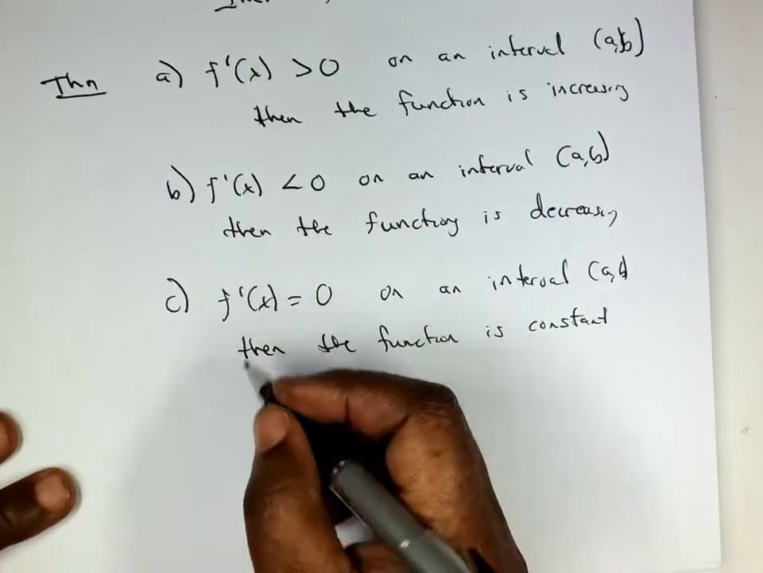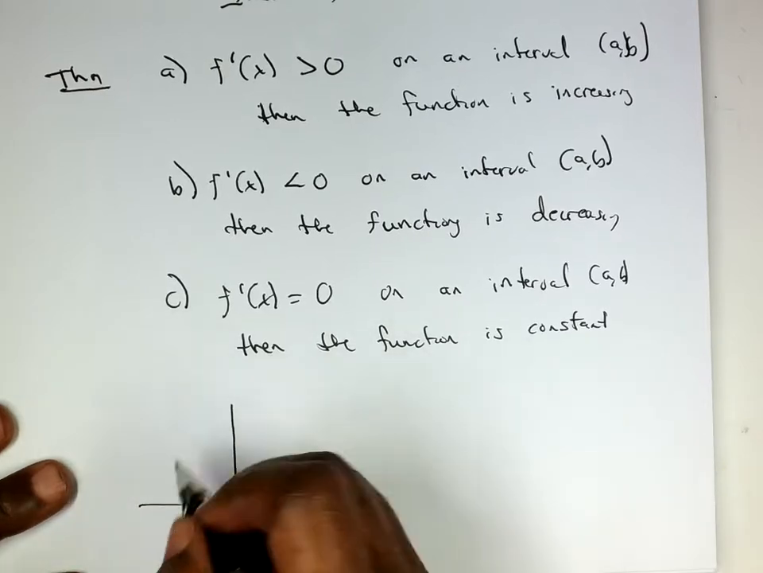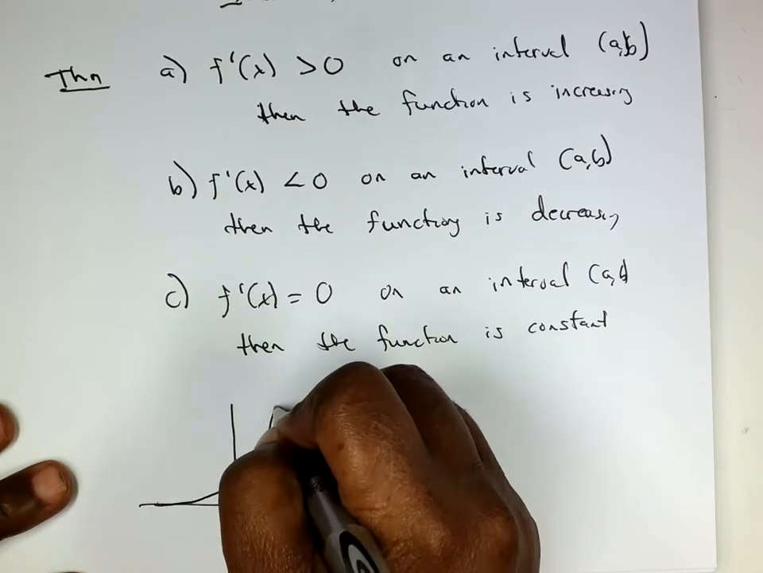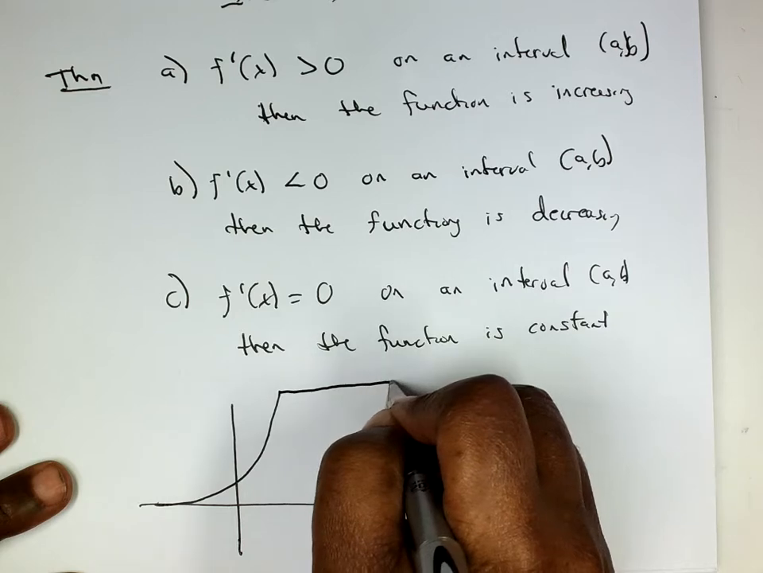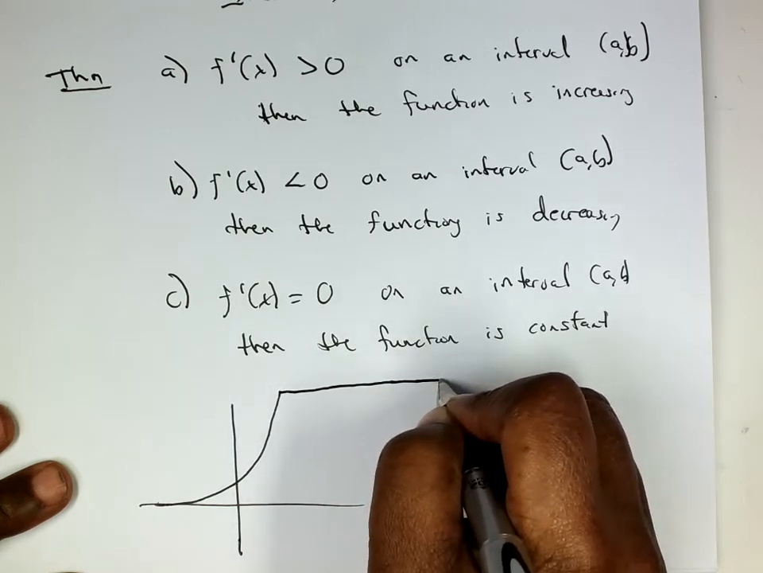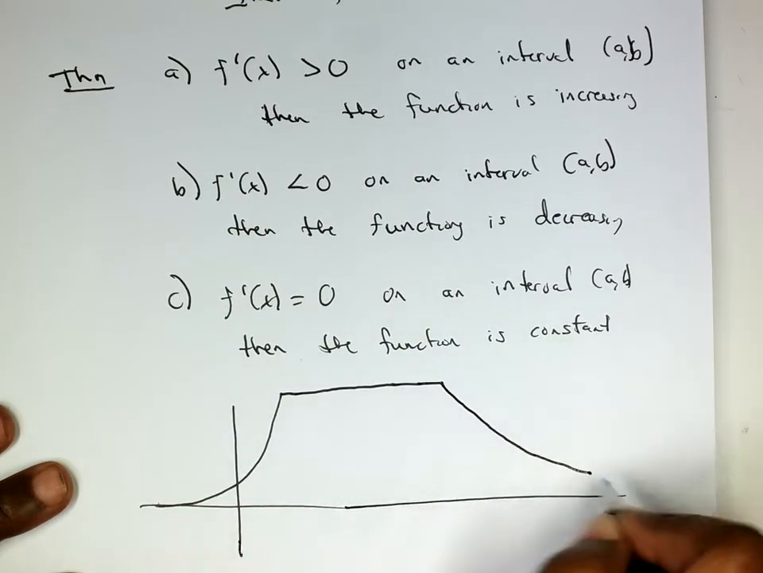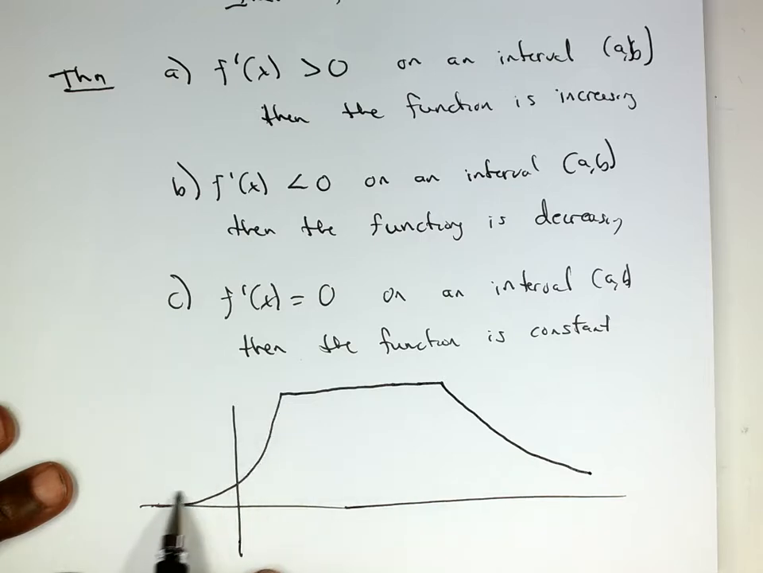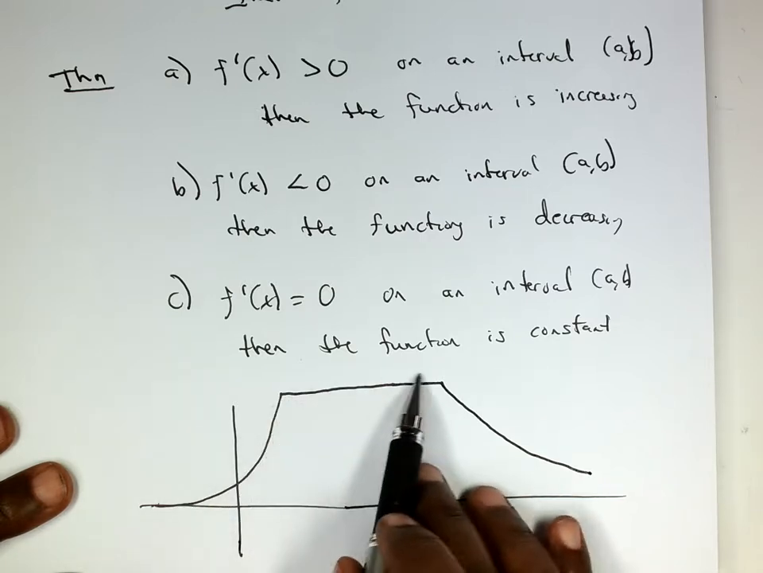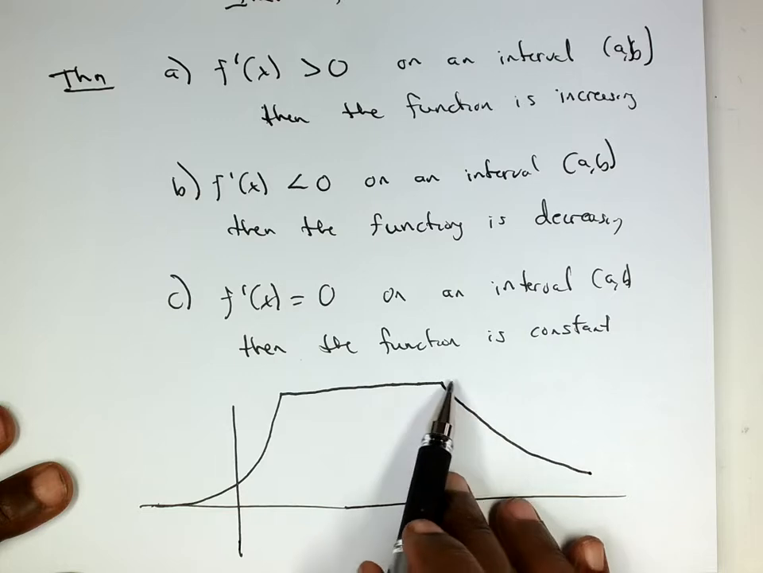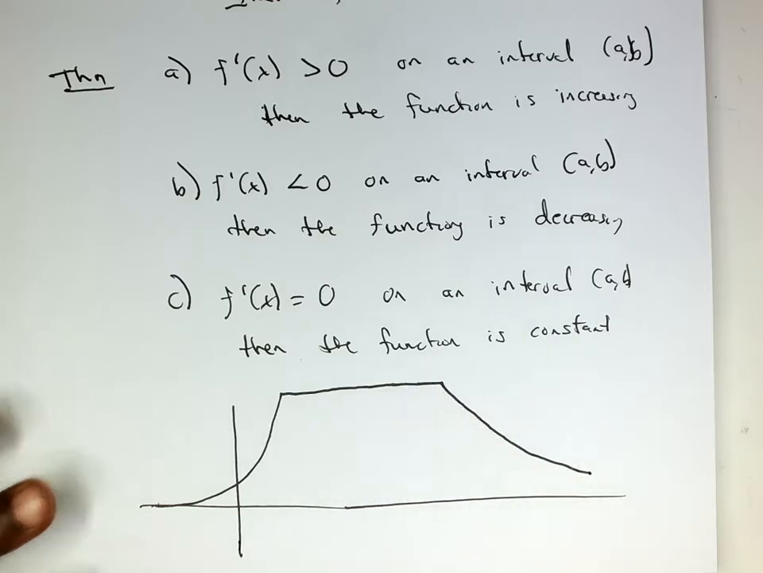So here's an example of that last one. So maybe I have a graph and it might be increasing, and then at a certain point it just levels off, and then maybe it decreases again. So my derivative would be positive on this interval, it would be 0 on this, and then it would be negative here where my function is decreasing.